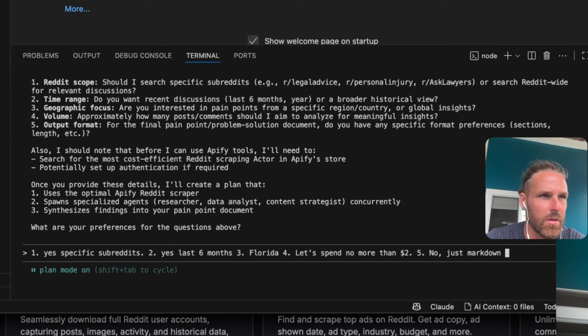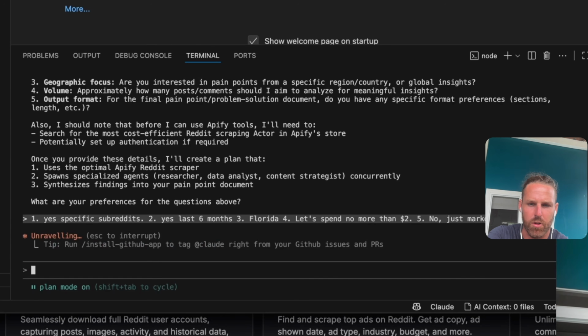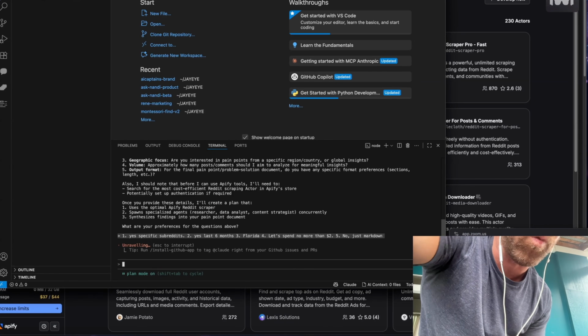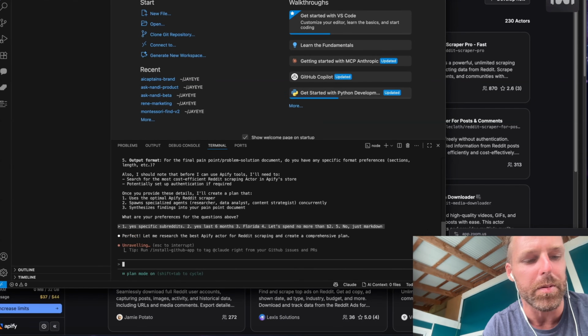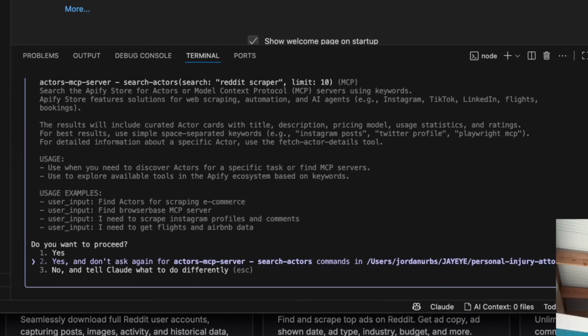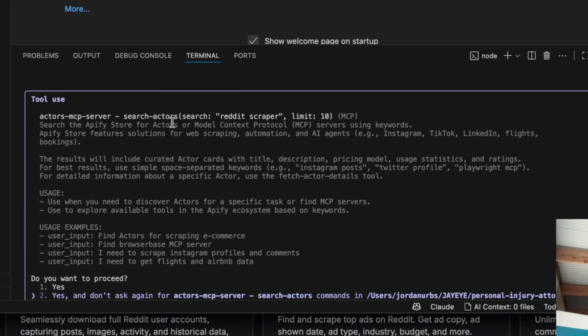I should note that before I can use Apify tools, I'll need to search. Yeah, so it's going to call the tools and then take care of everything before it actually starts scraping. It has to find out what to do. And that's one of the tools the Apify MCP actor offers. So there's the plan. And the first thing it wants to do is search actors.